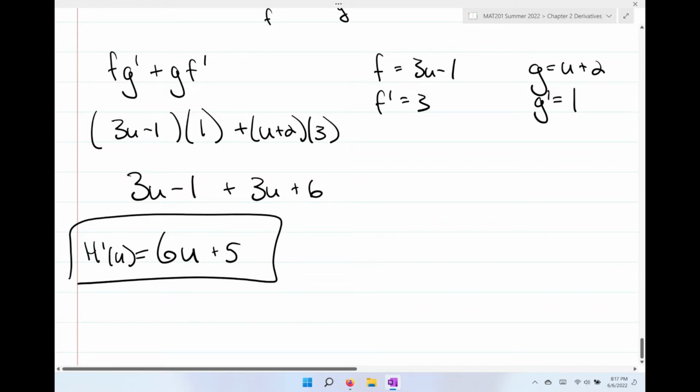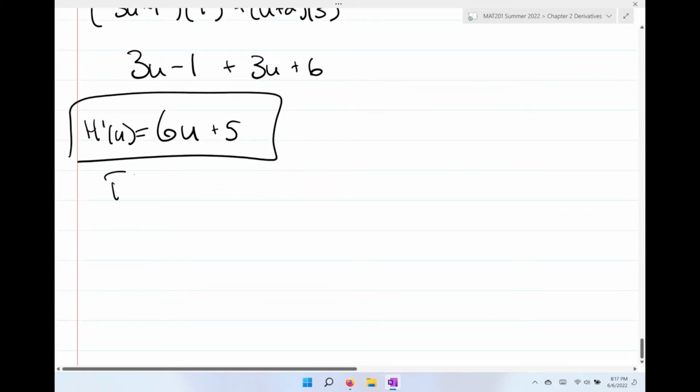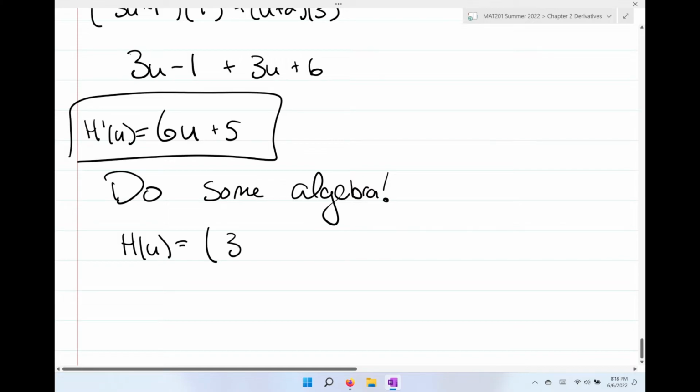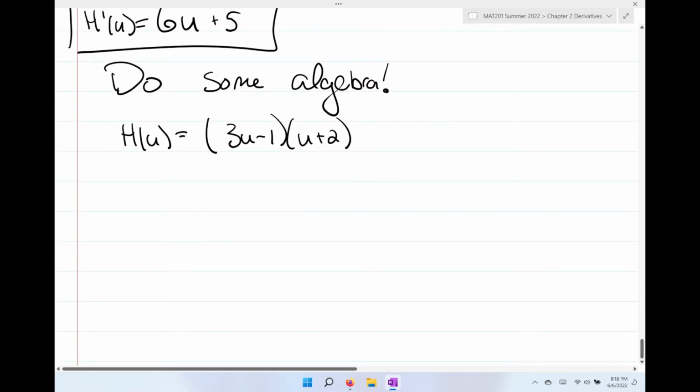Now, I gotta be honest with you. Sometimes it helps to do some algebra first. Let me show you. h of u is 3u minus 1 times u plus 2. So if I wanted to, I can simplify this. So I'm going to go ahead and use my vertical addition method, which a lot of people confuse with FOIL. And I hate the word FOIL. FOIL is so bad because it only applies to this specific type of problem. The vertical addition method applies to everything.